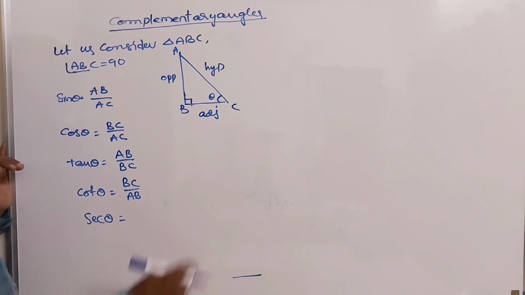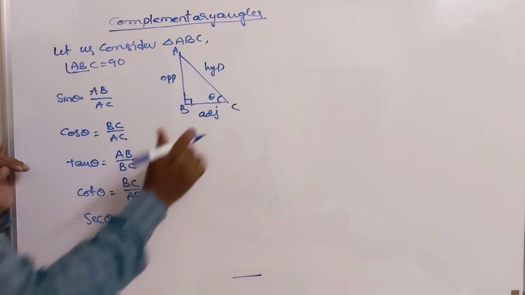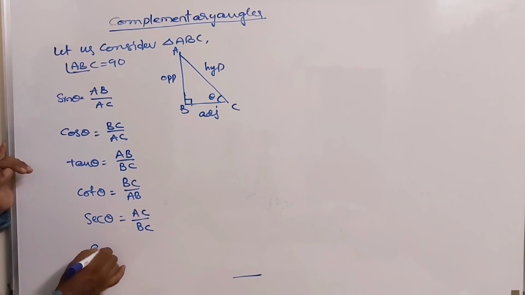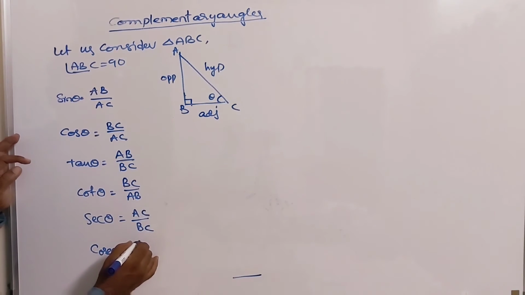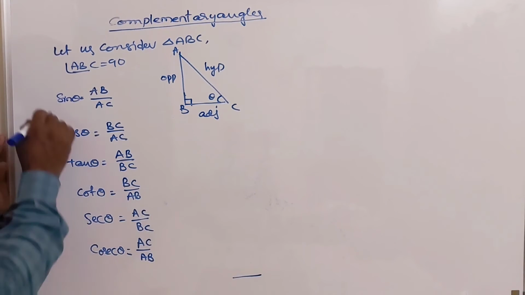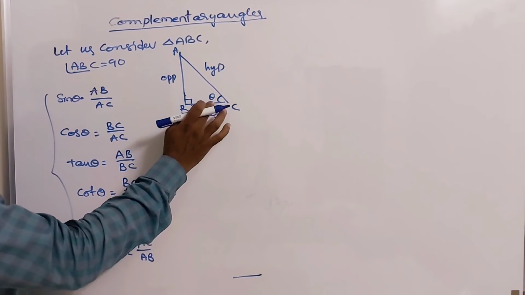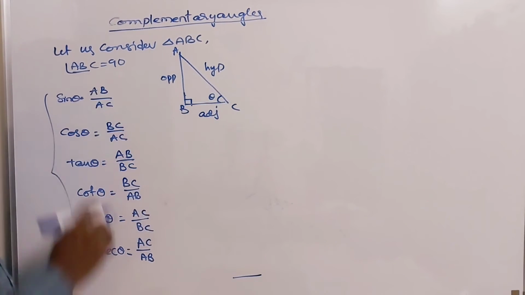Secant theta is equal to hypotenuse by adjacent side, AC by BC. Cosecant theta is equal to hypotenuse by opposite side. Okay, these are the 6 trigonometric ratios. Angle at vertex is theta.